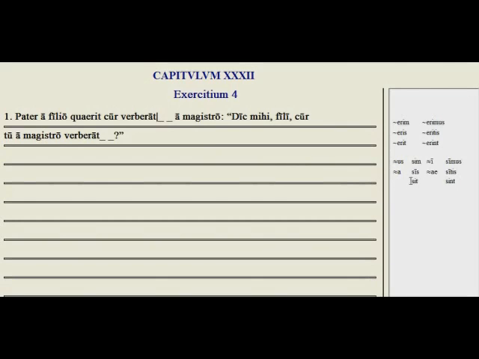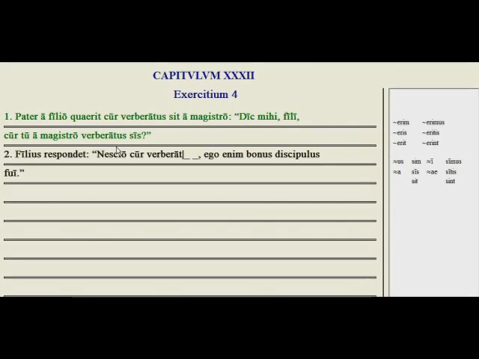So why was he beaten? And so third person singular, verberatus sit. Why was he beaten by the teacher? And then here's the direct question. Tell me, son, why were you beaten by the teacher? And so here we get the form verberatus sis.